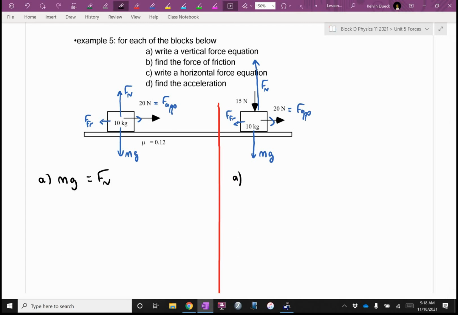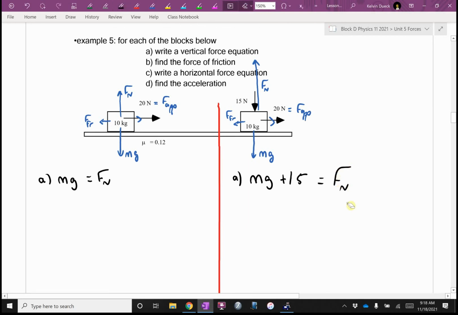On the right-hand side, everything down has to equal everything up. What's everything down? Careful. There's a number right next to it. Why don't you just read the number? Gravity and the 15. And the... Everything down has to equal what's everything up? Yep.